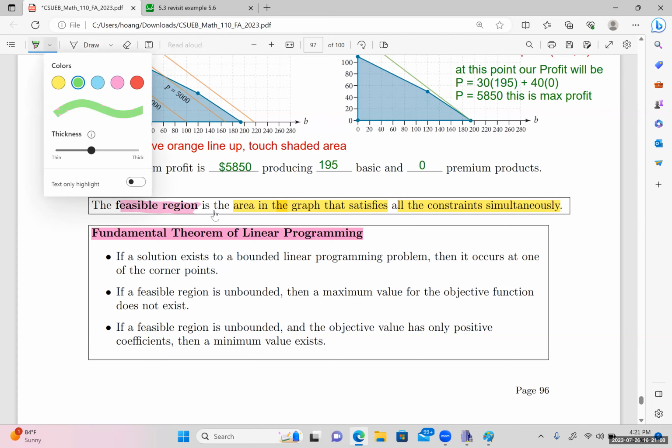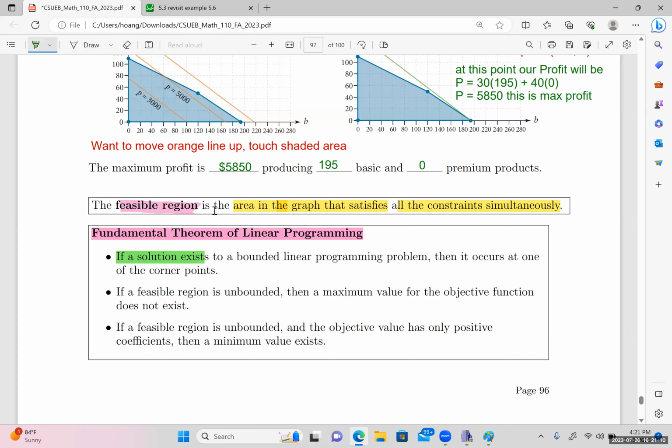First, if a solution exists to a bounded linear programming problem, then it occurs at one corner point. Like I say to you, right? It must occur at one corner point of the feasible region, if you have it.